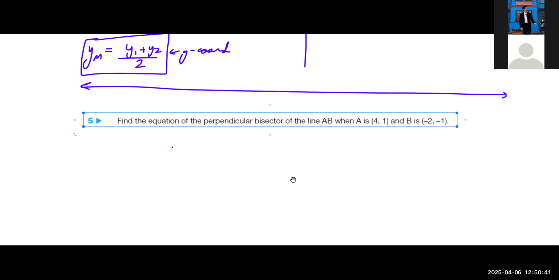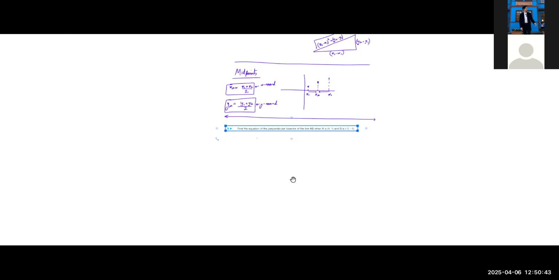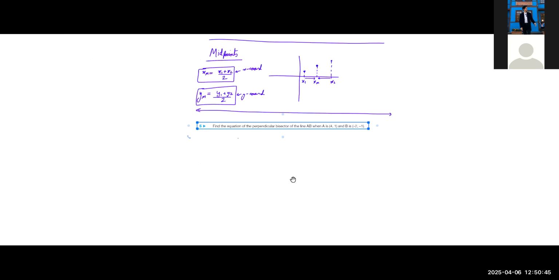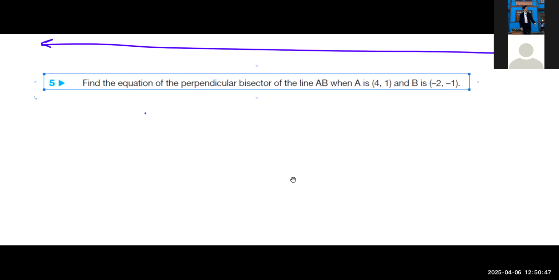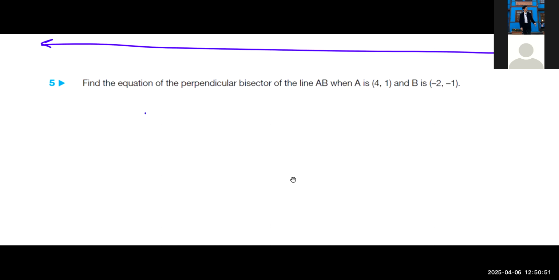So how do you find perpendicular bisectors of 2 points? Pretty straightforward again. It's a very common question. It shows up almost every time in an exam. The first step is realizing what they're even asking. They're asking you to find the equation of the line that is a perpendicular bisector of AB.